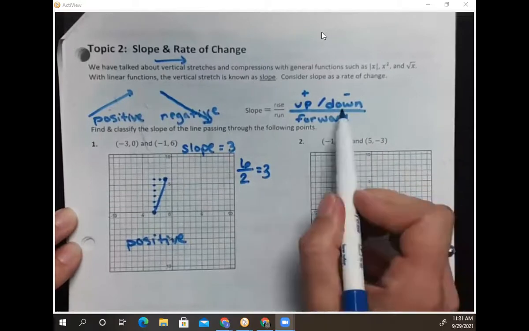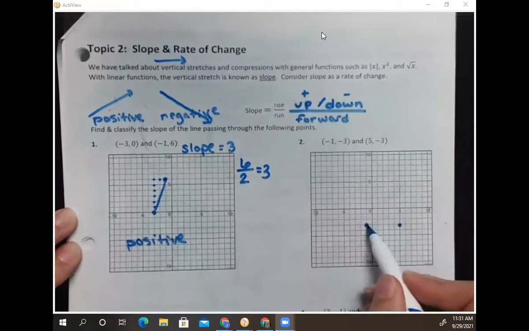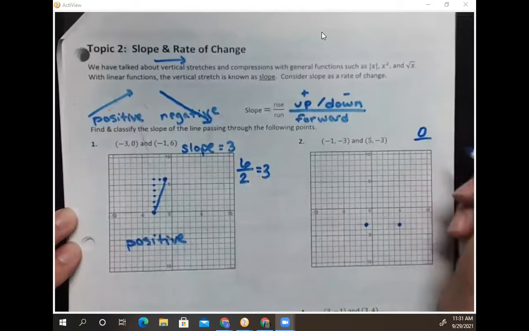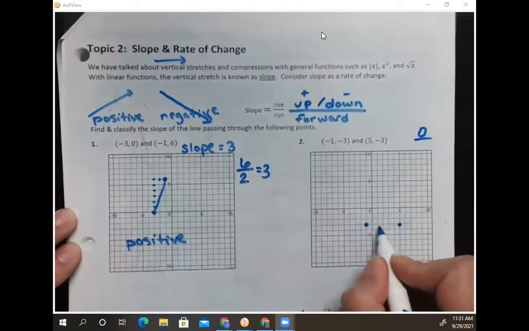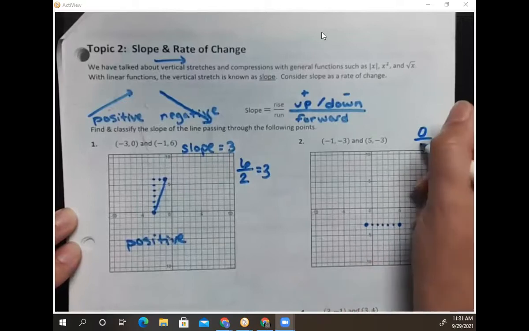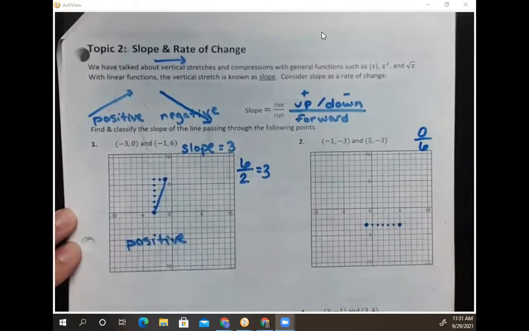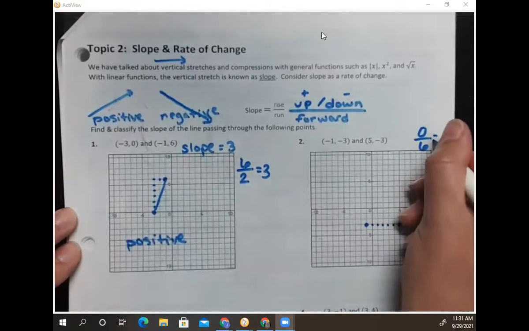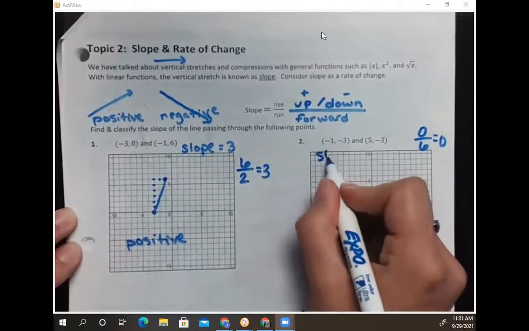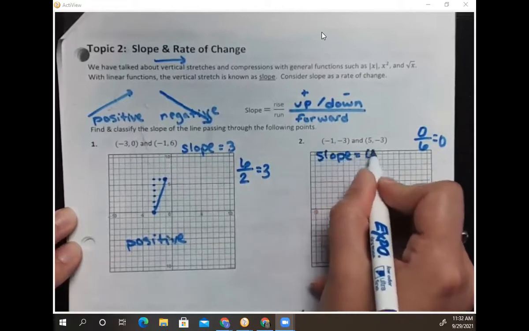The first thing I want to count is how far do I go up or down. To be level with my next point, I actually don't have to go up or down at all. So my up or down is 0. And then my forward number is 1, 2, 3, 4, 5, 6. So my rise is 0 and my run is 6. Again, I'm going to simplify this. 0 divided by 6, or 0 divided by any number, is just 0. So my slope here is 0.